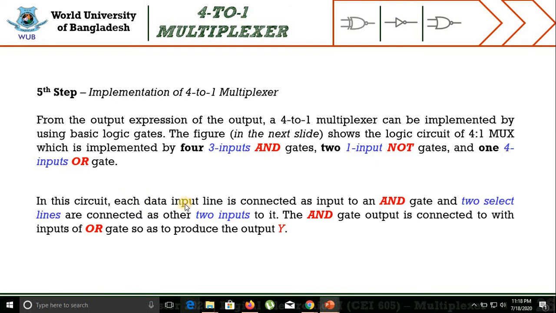In this circuit, each data input line is connected as input to an AND gate, and 2 select lines are connected as the other 2 inputs to it. The AND gate outputs are connected to the inputs of the OR gate so as to produce the output Y.